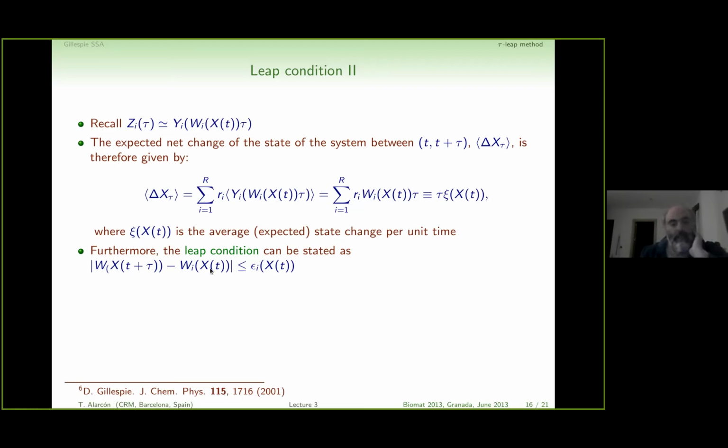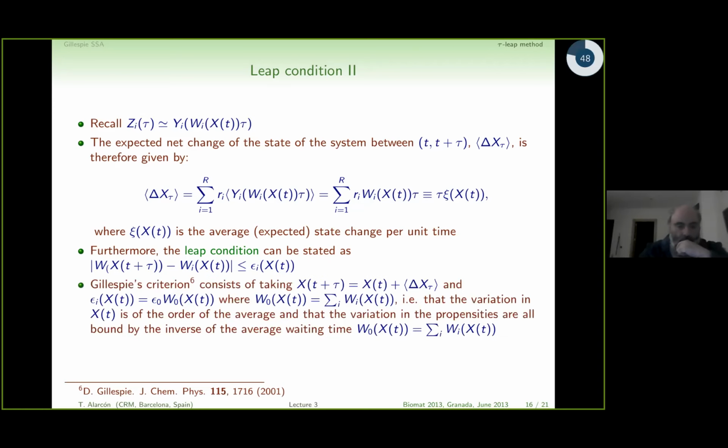Okay, so basically what we require is that the change in the W function, when the system changes in this quantity, stays bounded. The way in which Gillespie chooses to do this bounding is by saying that the increment in the Wi rate has to be smaller or equal than some function epsilon i of x(t).